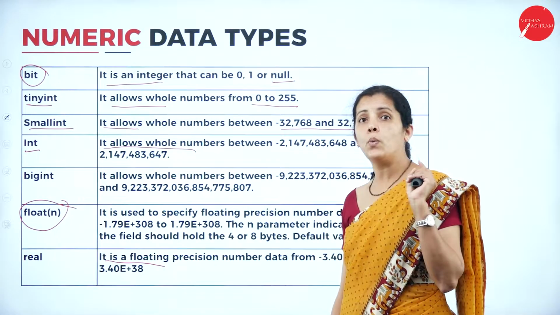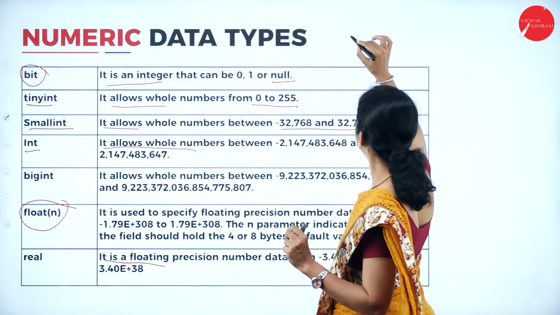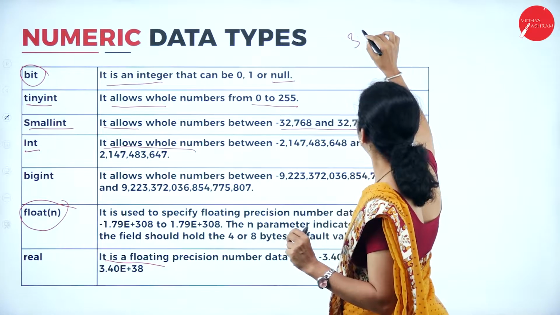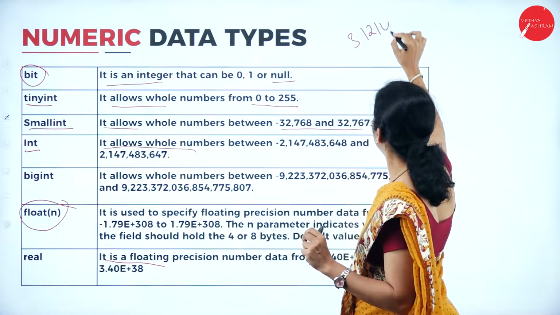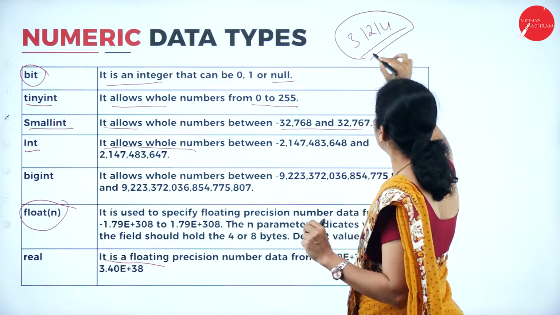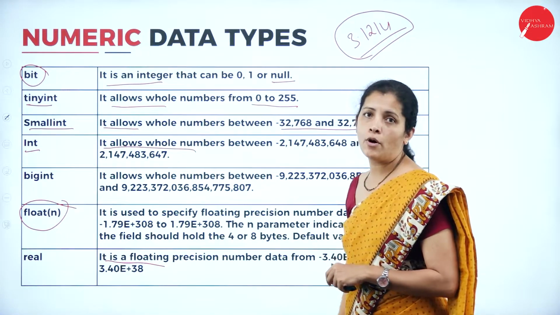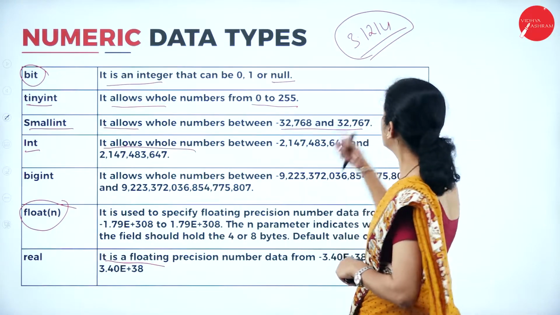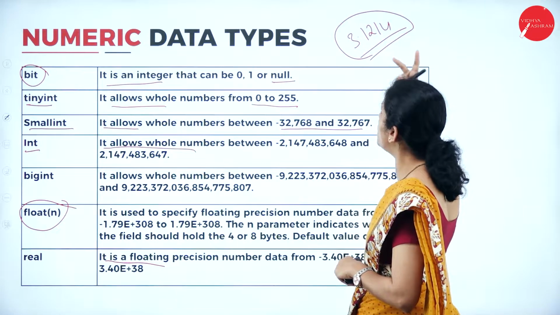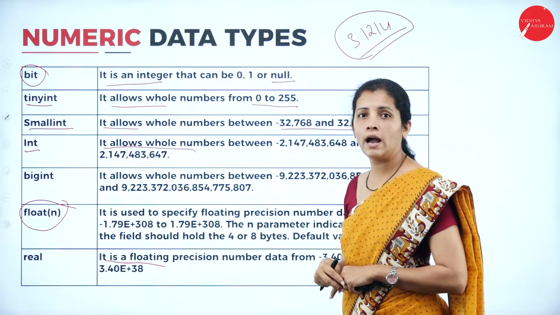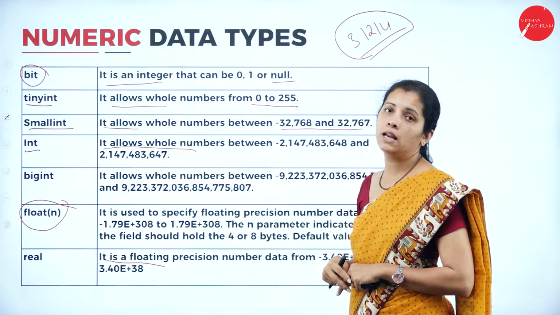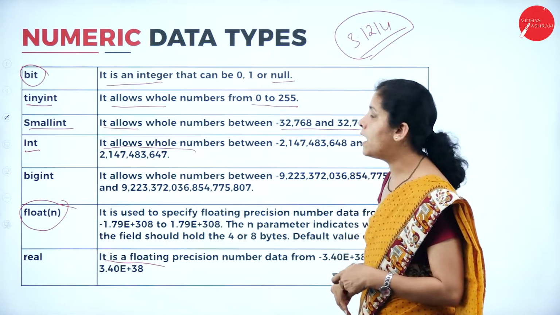That means when I have values like 3.1214, these are examples of floating point or real numbers. This is nothing but fractional values. That means I am going to have the integral part as well as the fractional part.